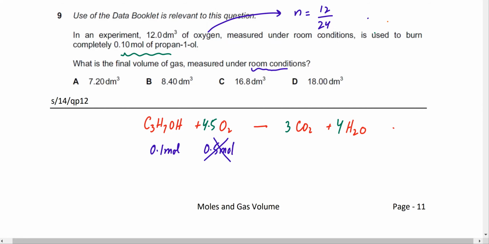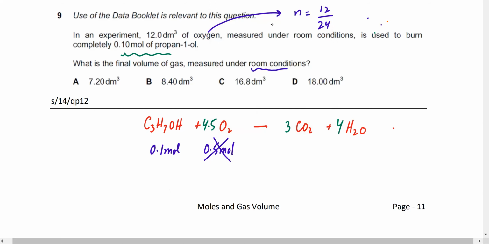Remember, I told you how to spot the one that's in excess. 0.1 divided by 1, and this is 0.5 moles. Divide that by its ratio, which is 4.5. So this number comes out to be a bigger value. So this is the one that's in excess. Which means that it is more than the required amount, and this value is not going to take part in the reaction. Is this clear? Clear?